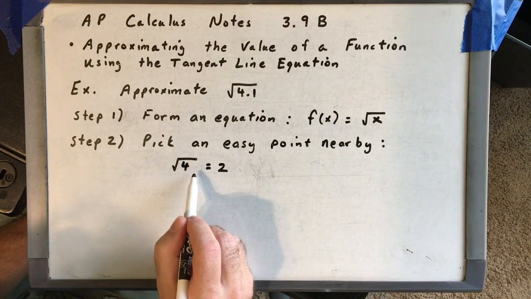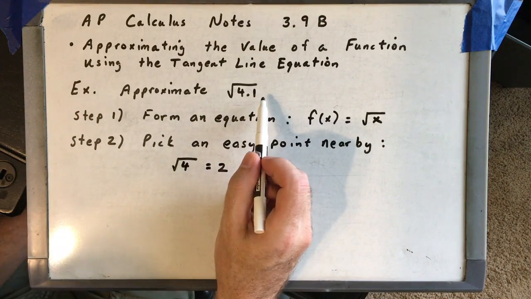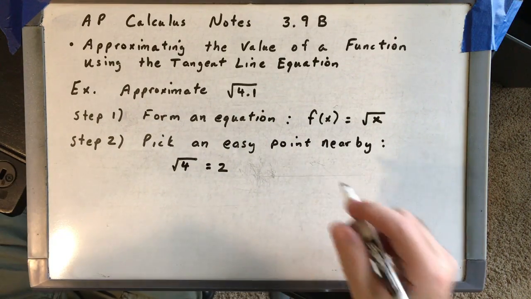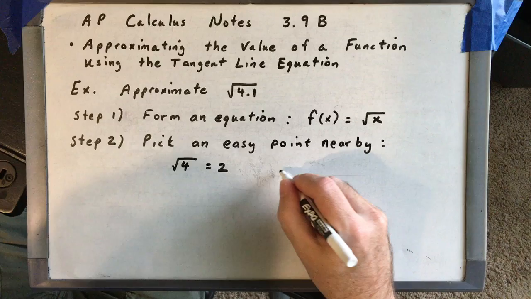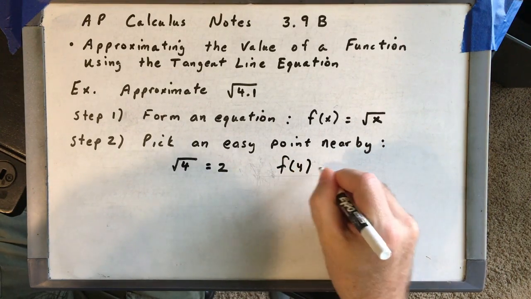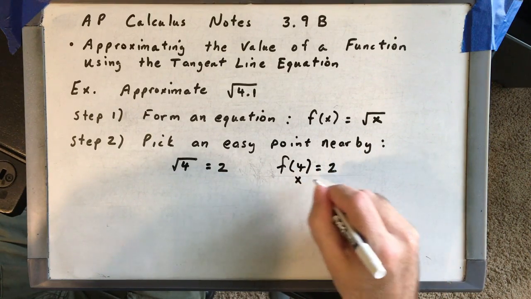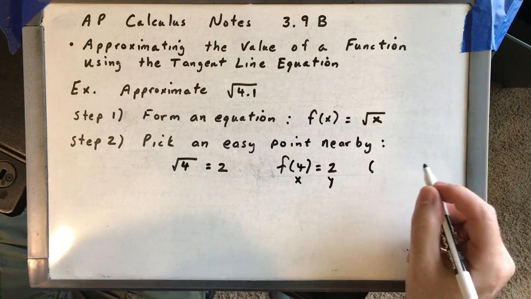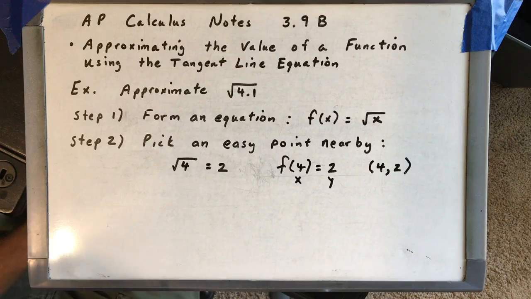All right, if I were trying to find the cube root of, let's say, 28, I'd pick the cube root of 27 because that's equal to 3. So you want to pick an easy point nearby. So what that's saying is that we have f of 4 is equal to 2. So that's our x value. Our x value is 4, and our y value is 2. So we're looking at the point when we form our tangent line equation of (4, 2).